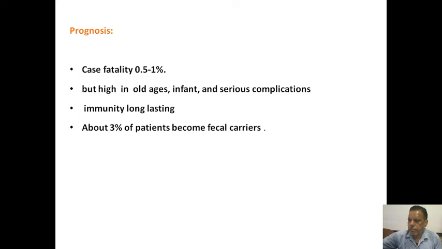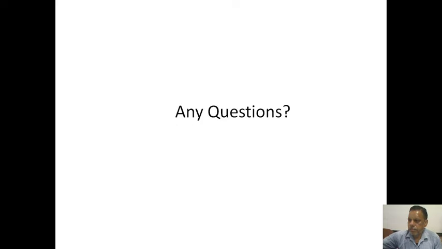Now, the prognosis of enteric fever, especially when antibiotics are started early, is good. Fatality is less than 1%. Typically, it occurs due to intestinal perforation, hemorrhage, myocarditis, but it may be higher in extremes of age, and with serious complications. As I said, around 1 to 5% of patients become chronic carriers.